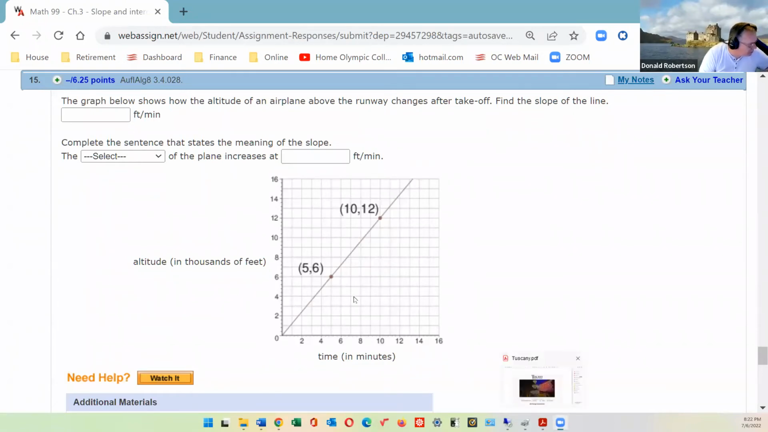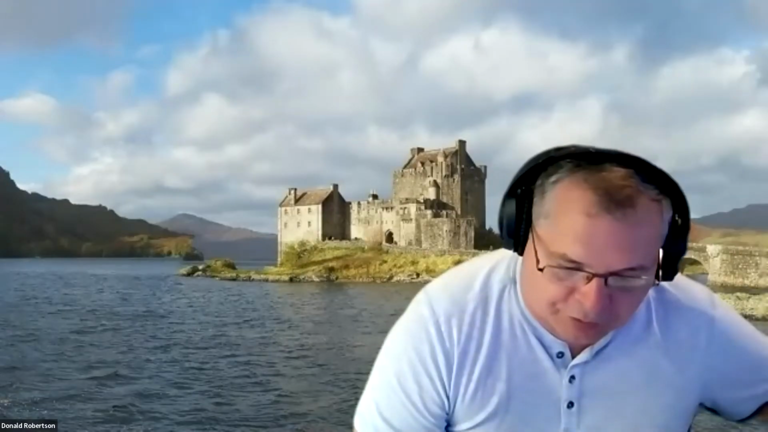Find the slope of this line. Well, the nice thing is, haven't they told us 2 points on the line? And I'm going to use that to calculate the slope. And once I've figured it out, I'm going to be really careful because of units. That 6 isn't 6 feet. That 6 is 6,000 feet, which means that 12 is 12,000 feet. This 5 is 5 minutes. This 10 is 10 minutes. So I have to be a little bit careful when we talk about the units.